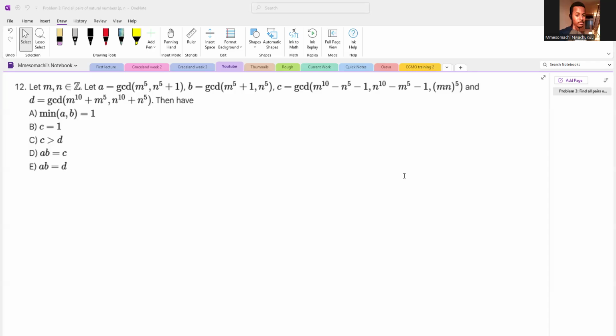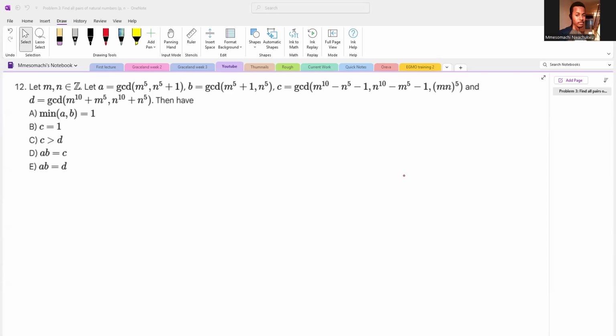And let D be the GCD of M to the power of 10 plus M to the power of 5, and N to the power of 10 plus N to the power of 5. Then we want to look at these statements and check which of them is correct. So it's enough to find one counter example.